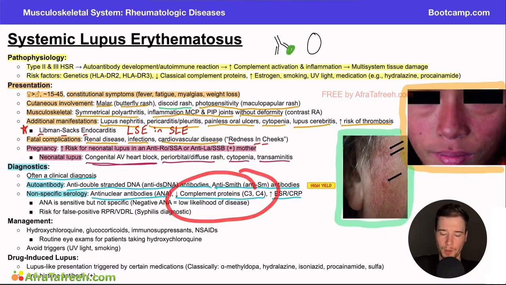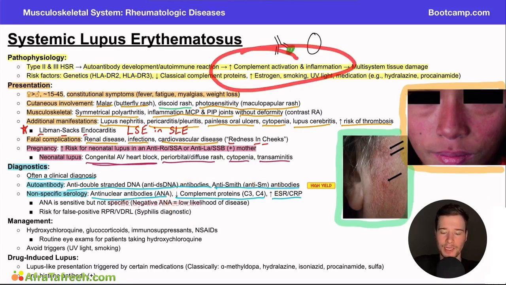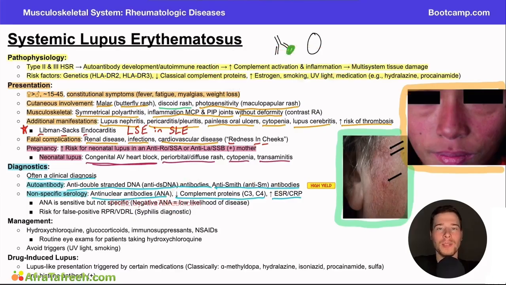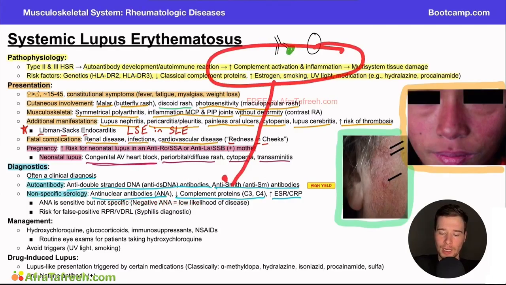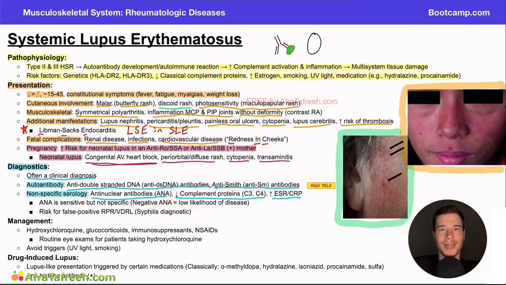Well, decreased complement proteins can be seen in somebody who has a flare. Why? Because we have activation of the complement system. Increased activation of the complement system is going to then use those proteins. So the fact that we have this in the pathology leads us to actually see the decreased complement proteins on serology. And again, this is an inflammatory condition, so our inflammatory markers, ESR and CRP, can be elevated as well.